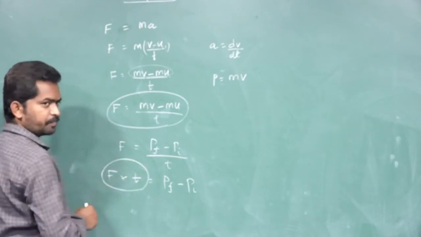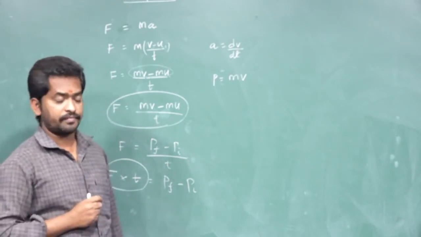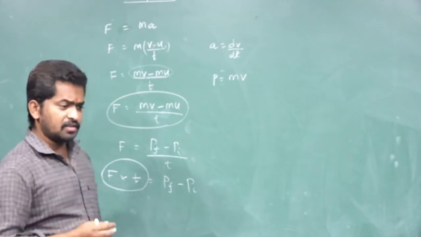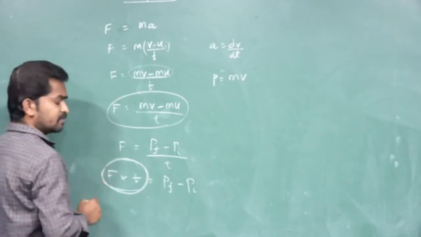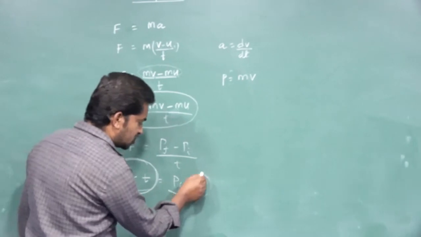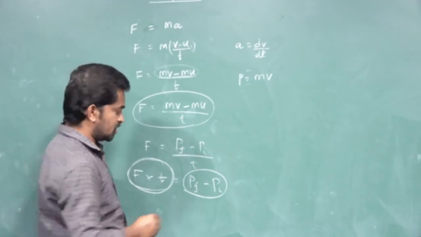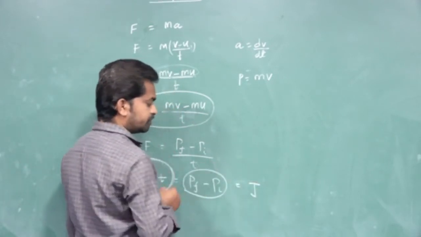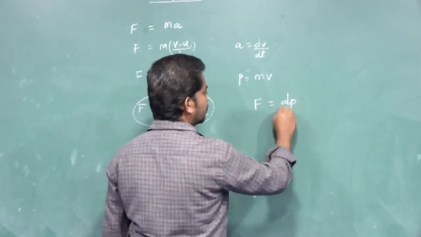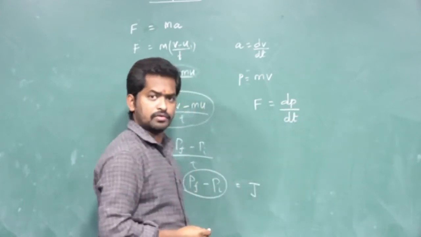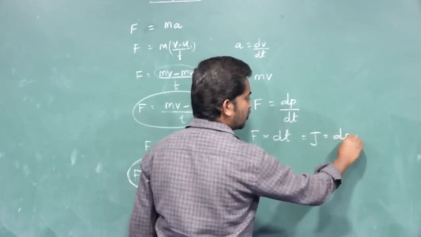This is force into time, which means a very large, unexpected force. A very large force acting on the object for a very short duration is called impulse. Force into time means change in momentum. Change in momentum is nothing but the impulsive force. The simple symbol is J. So we simply write F is equal to dp divided by dt. F into dt is equal to impulse, which is equal to change in momentum.